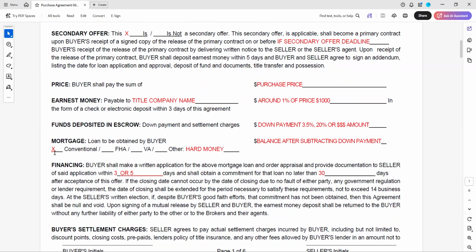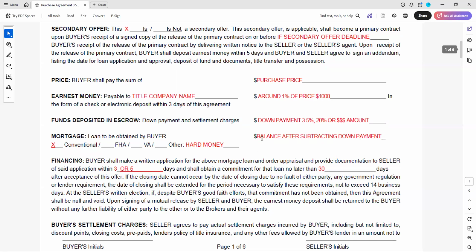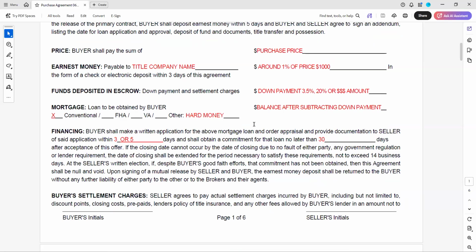The next section is going to be, how are they going to pay for it? Conventional, FHA, VA, or other. Other could be hard money. It could also be cash. And if it is cash, then there may or may not be a down payment with that. But you always want to have earnest money because that is showing that your buyer really wants to purchase the property. The financing section is telling the seller and the listing agent, when is the buyer going to make their application with their loan officer?